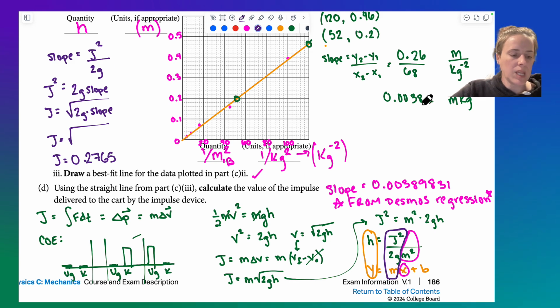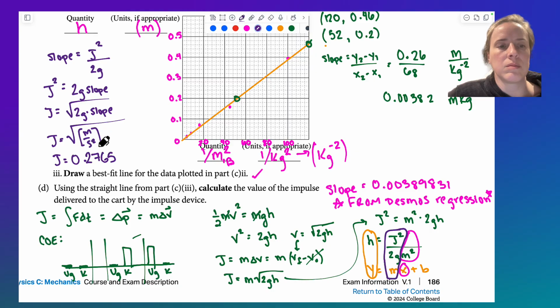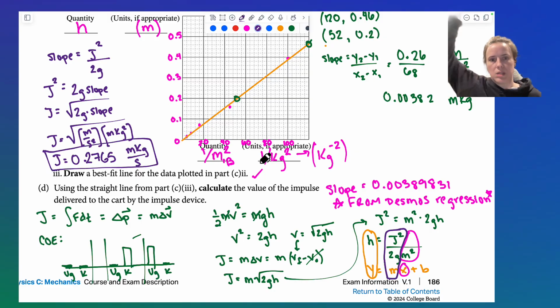Now, the question is, what are those units? Let's do some unit analysis. The impulse was the square root of 2, that's a number, no units. G, gravity, is meters per second squared. My slope was meters times kilograms squared. So I get meters squared, kilograms squared over seconds squared, all square rooted. That gives me a meter, a kilogram per second. Dope. Yes, we did it.